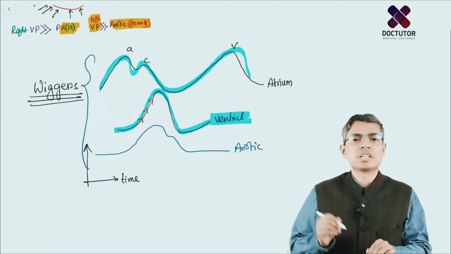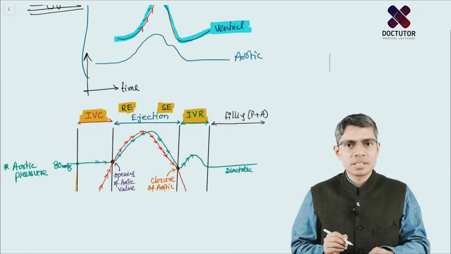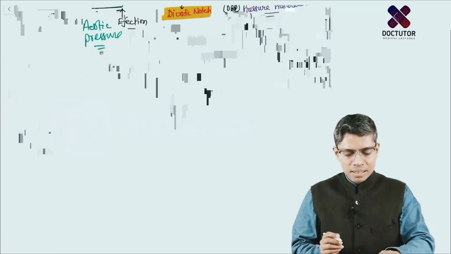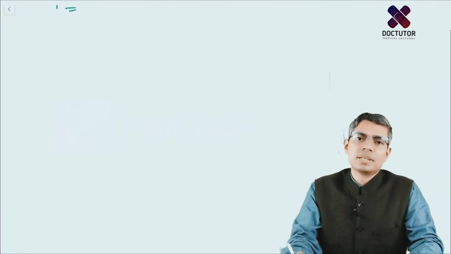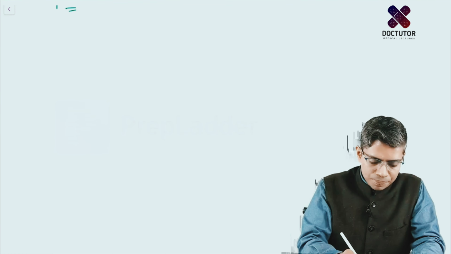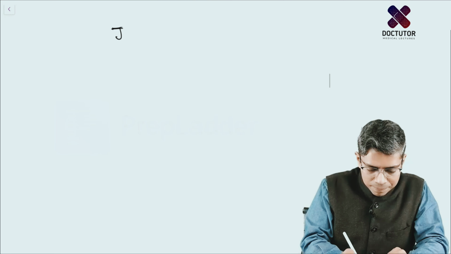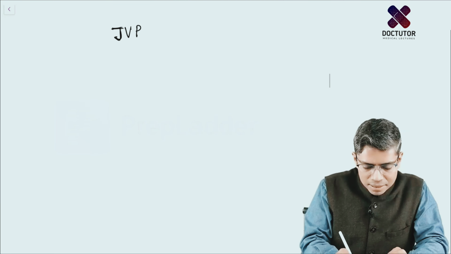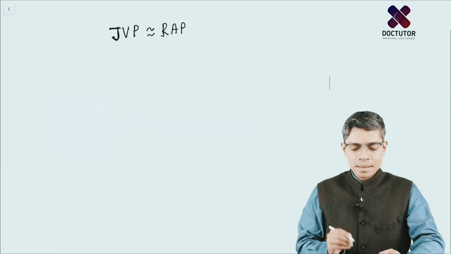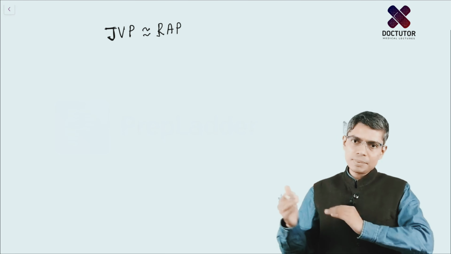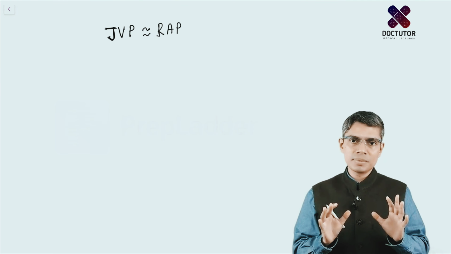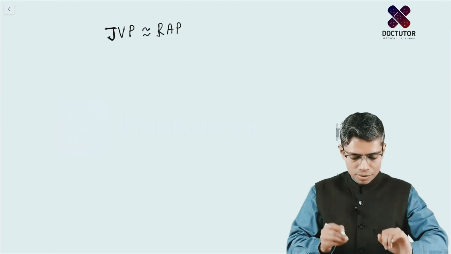So atrium pressure changes means this is nothing but typically the description of the jugular venous pulsation. Okay, so you all know that whenever you say JVP, that is nothing but a reflection of the right atrium pressure. If you record the pressure changes from the left atrium, a similar kind of wave will be seen. Okay, what I am saying, first try to understand.